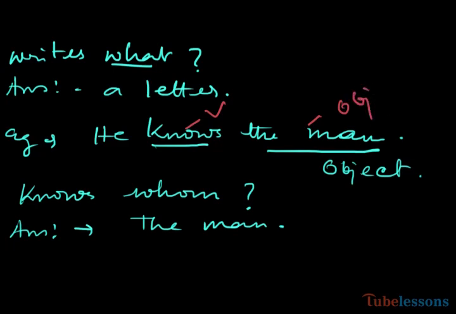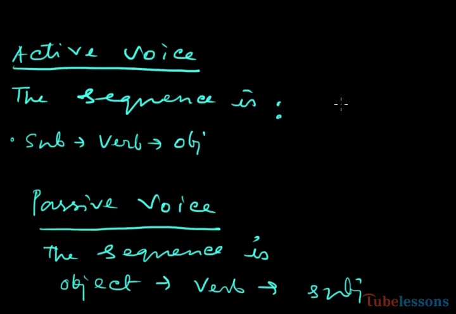Okay? Now, let's come to active voice and passive voice. We have already discussed how to find the subject, the verb and the object. And voice change is all about these three things. So now, let's discuss active voice. In active voice, the sequence of a sentence is like this: subject, verb and then object. So the subject comes in the beginning, then verb and then the object.